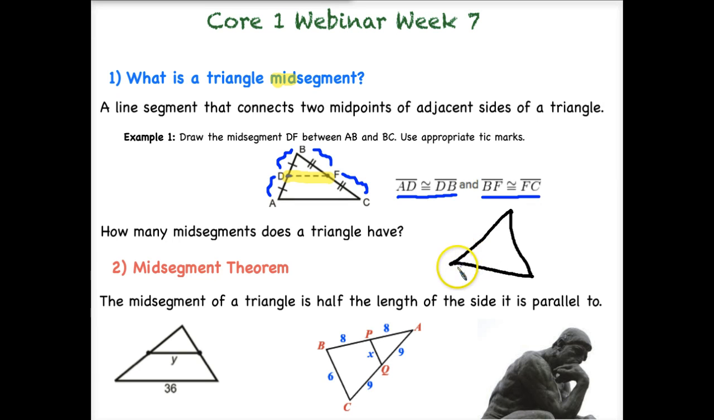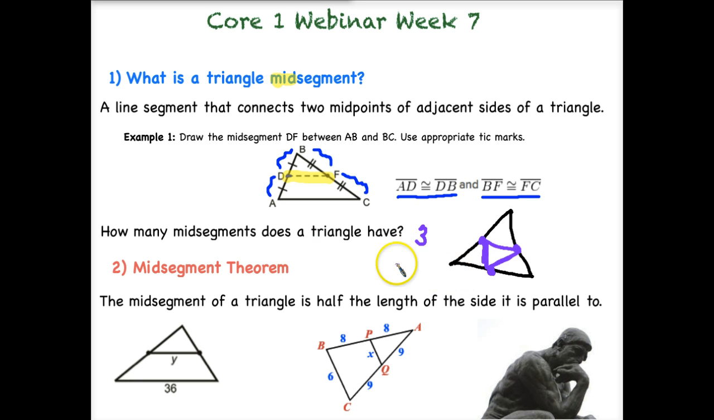All right, very good, D. So there's one here, there's one here, and there's one here. Excellent job, you're exactly right. So if I want to create a mid-segment, I can create one here, just like we did on this example. But I can also create one here, right? And then I can also create one here. So in reality, we actually have 3.